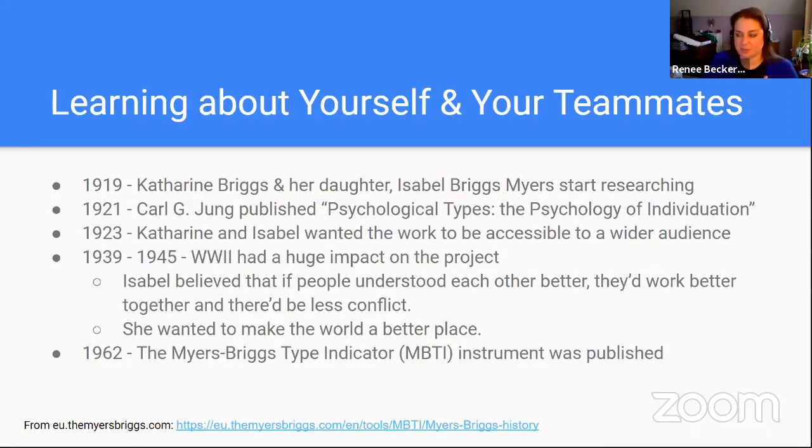It was really interesting because when Katharine Briggs met her daughter's future husband, she realized that he looked at the world really differently compared to her and her daughter. So they started researching different personality types because that was something really interesting to them. Then Carl Jung had published Psychological Types, and they saw that around 1923 and wanted that to be more accessible to people on a broader scale. When I was reading this, I nerded out because I have a degree in scientific and technical communication, and I viewed this as a translation of taking a complex topic and simplifying it so that everyone is able to understand it and gain that knowledge.